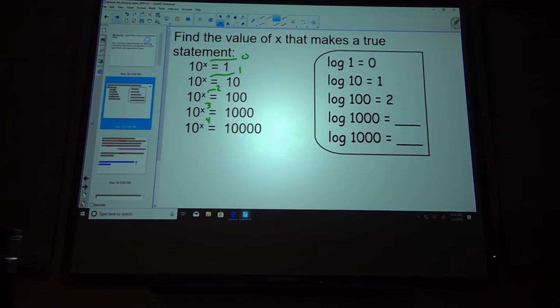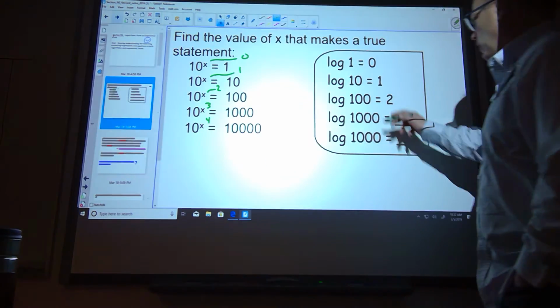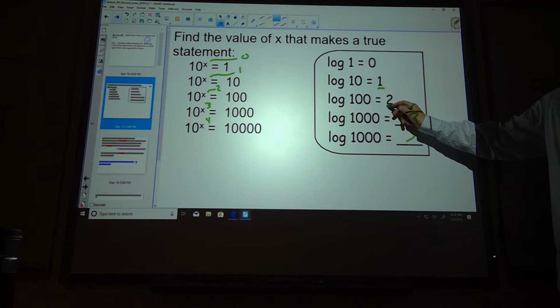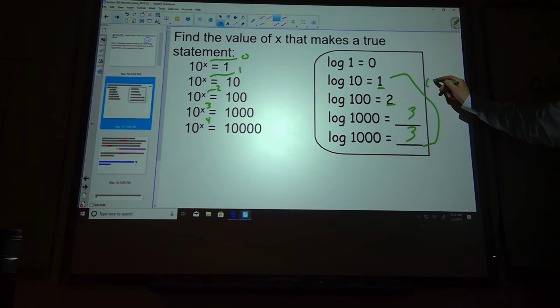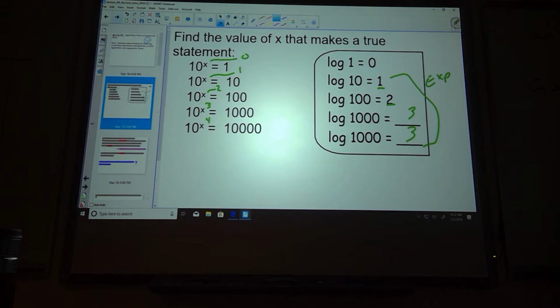All right, so log of 1 is 0. Log of 10 is 1. Log of 100 is 2. Log of 1,000 is 3. That's 3, and hey, that's also 3. It wasn't some trick answer. So this basically means this is the exponent. All of this is asking, what would the exponent be of my original base in order to get there?